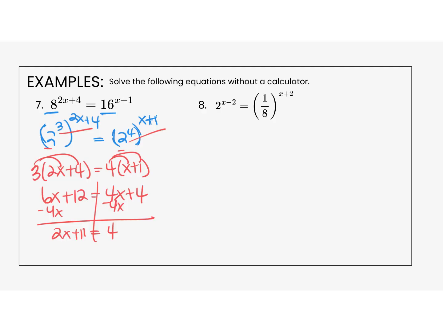And then I'm going to subtract the 12. So I get 2x equals negative 8. Divide by 2. So x equals negative 4.